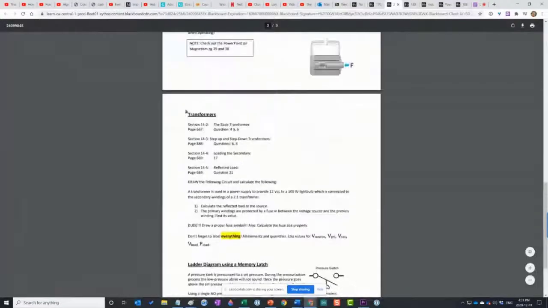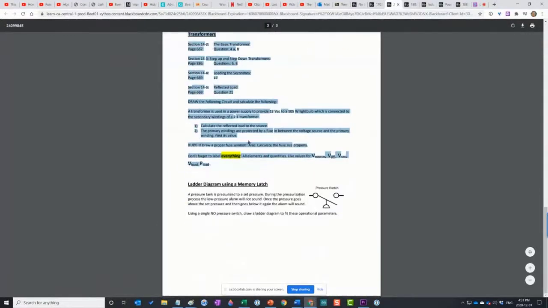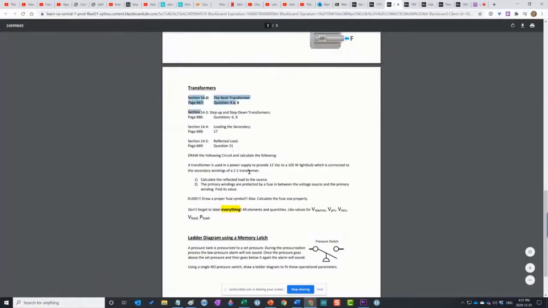So they continue on, and then transformers. I think there's a lot of material on the transformers, as well as the reflected resistance. There's a question about reflected resistance on the exam. You'll have to design this. Connect, calculate, draw.